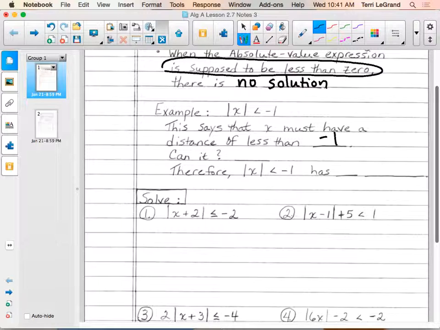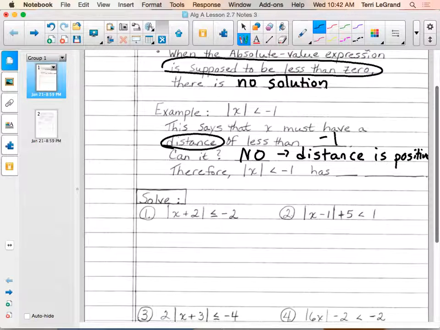Is there such a thing as negative distance? We don't talk about distance being negative, so we can't have distance of less than negative 1. Because the only numbers less than negative 1 on the number line are negative, we're talking about it having to have negative distance. So we're going to say no, because distance is positive. We always talk about distance as being a positive number.